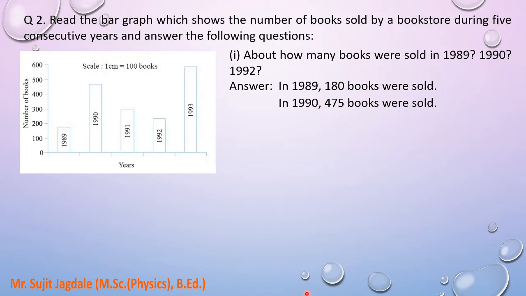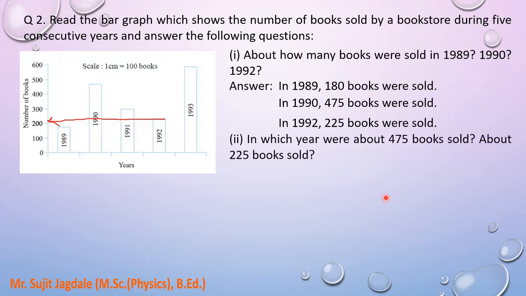Now in the same way, you can find it out for the last year, which is 1992. So 225 books were sold. So here for 1992, again you have to draw the horizontal line. It ends at 2.5. So 2.5 into 10, 25, and plus 200, that will be 225 books were sold. Okay.